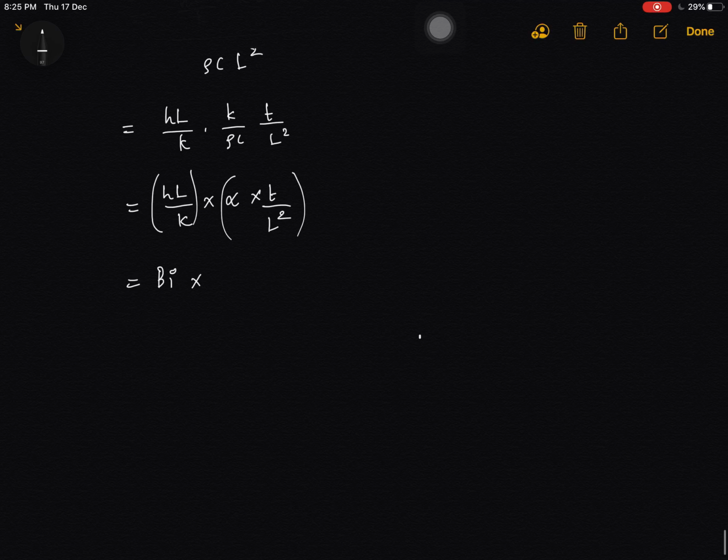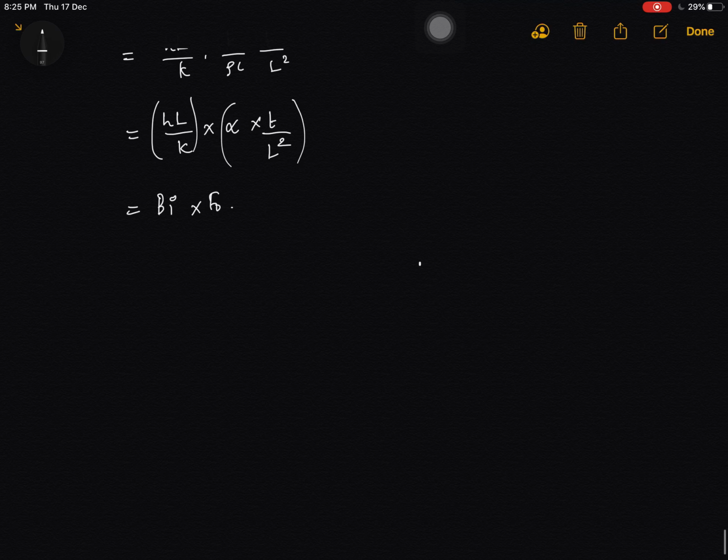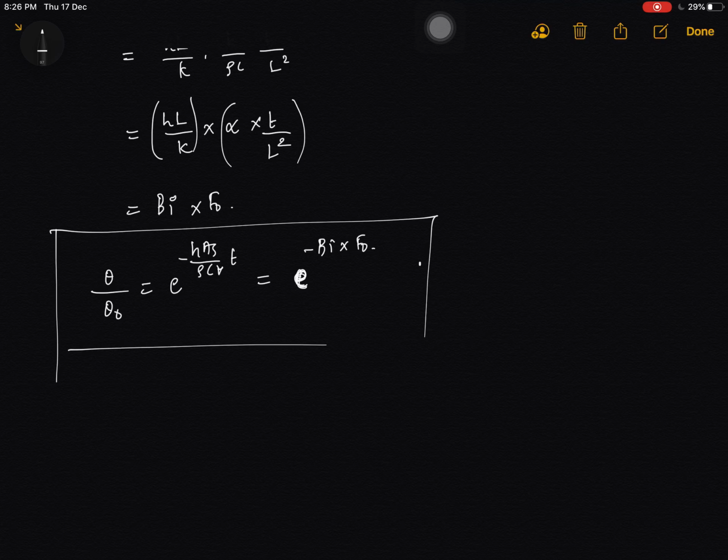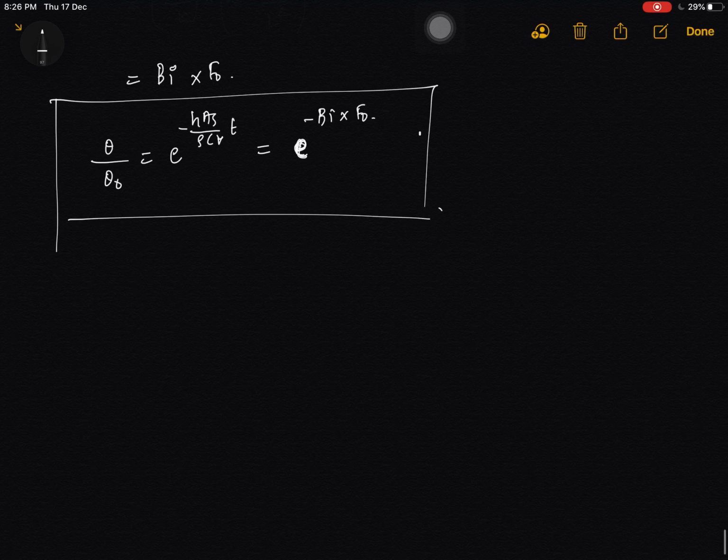So look at this equation: we can find that this hL by k is nothing but the Biot number, and this alpha into t by L square is nothing but the Fourier number. So we can write this equation theta by theta 0 is equal to e raised to minus hAs by rho cv into t as e raised to minus Biot number into Fourier number.